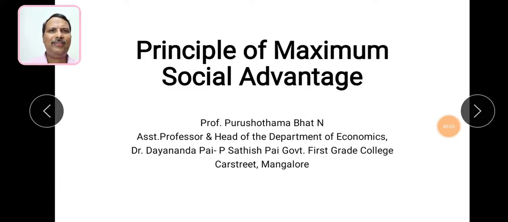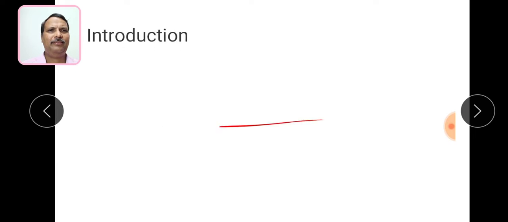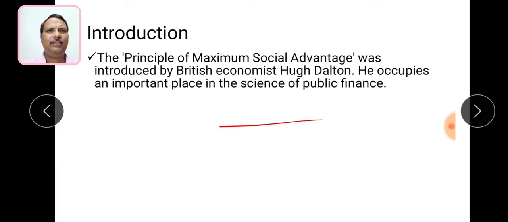Hi everyone. Today we will discuss the principle of maximum social advantage. The principle of maximum social advantage was introduced by British economist Hugh Dalton. He occupies an important place in the science of public finance.